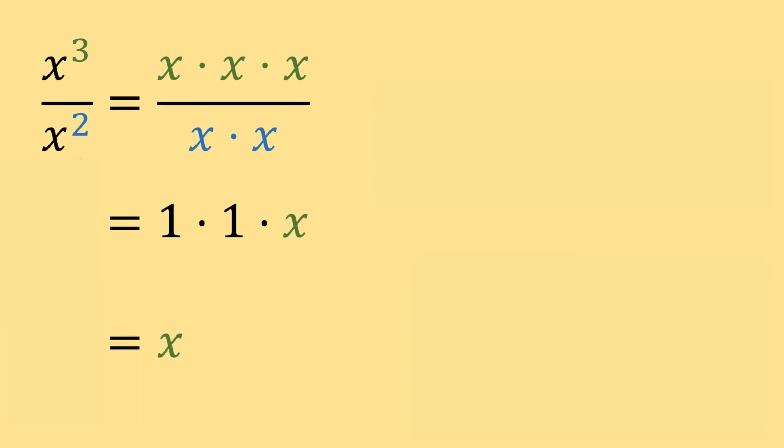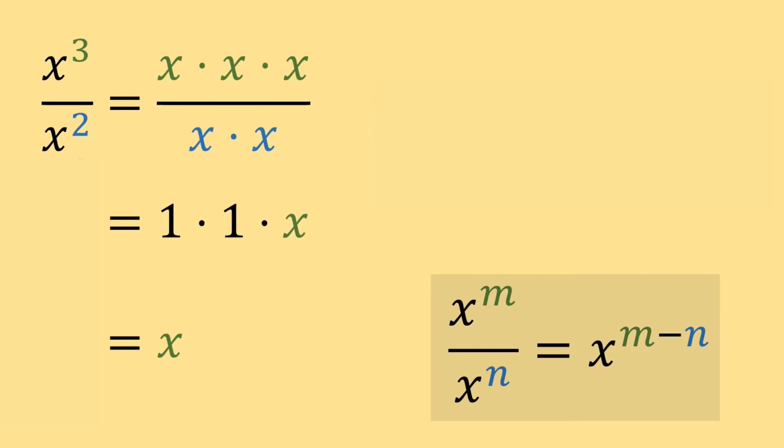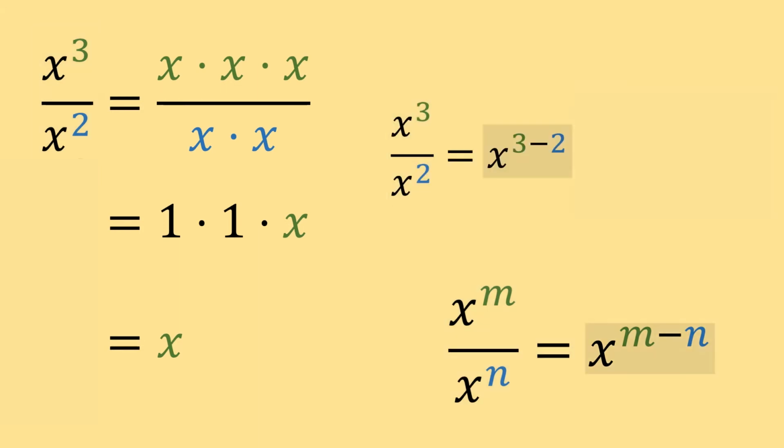So we get x to the third power divided by x to the second power equals x. And instead of writing out all these x's and then finding how many 1s there are, we can just use this property as a shortcut. That is, if we use this property for this problem, we would have x to the third power divided by x to the second power is equal to x to the 3 minus 2 power, which is equal to x to the 1 power, which is just x.